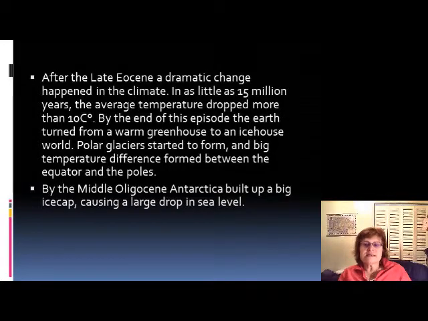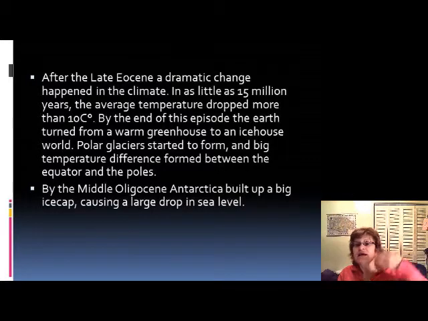After the late Eocene, there was a dramatic change. In as little as 15 million years, the average temperature dropped more than 10 degrees Celsius. This is a whole bigger drop, actually. And by the end of this episode, Earth turned from a greenhouse time to an icehouse time. The polar glaciers started to form, and a big temperature difference formed between the equator and the pole. That started very vigorous oceanic currents everywhere.